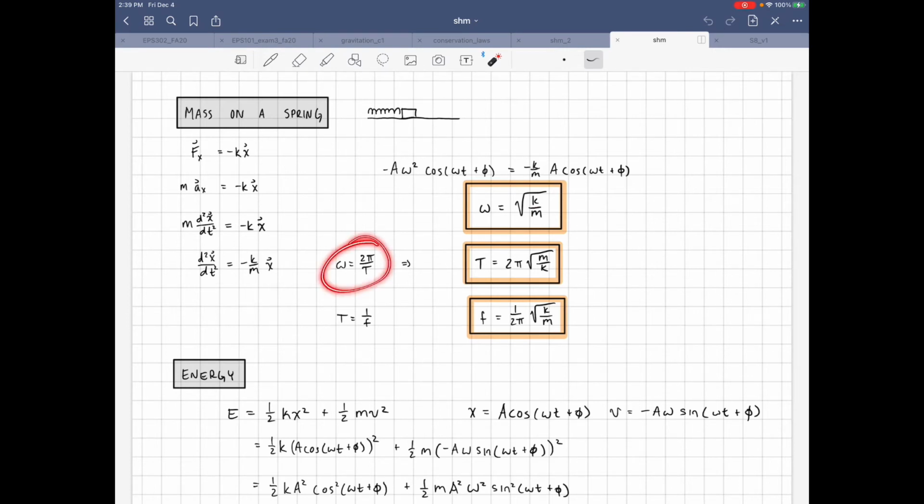Now, omega is related to the period, so you can get the period by just switching these terms. So the period is 2 pi times, and then this is inverted, the square root of m over k. So the angular frequency, the period, and then the frequency is just the angular frequency divided by 2 pi. So take omega divided by 2 pi, and you get the frequency.